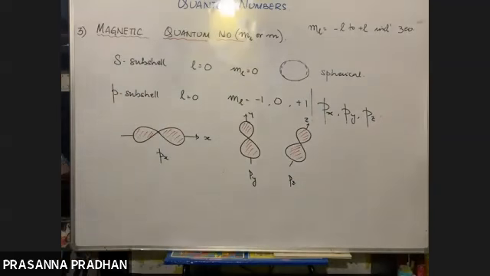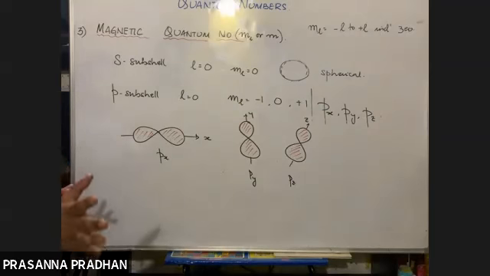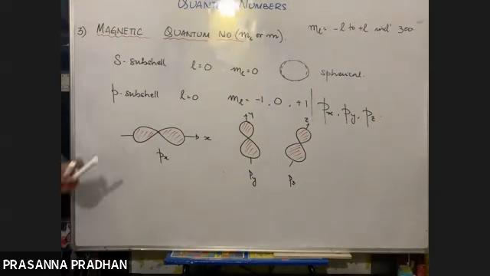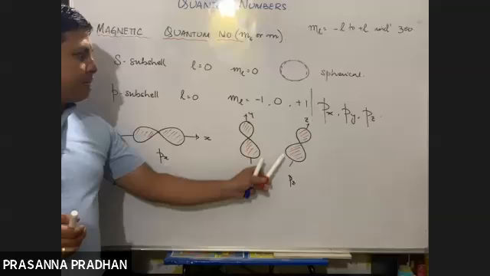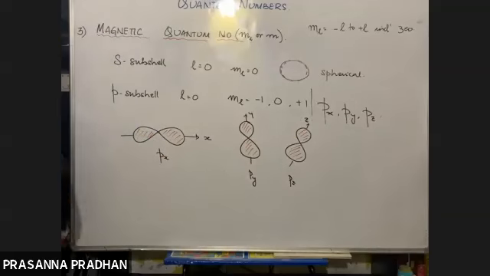Okay? So, under the influence of an external magnetic field, the P subshell can be oriented in 3 ways. Either it can be oriented along the x-axis, that gives rise to Px orbital. It can be oriented along the y-axis, it gives rise to Py, or else it can be oriented along the z-axis. It gives rise to a Pz orbital like this.